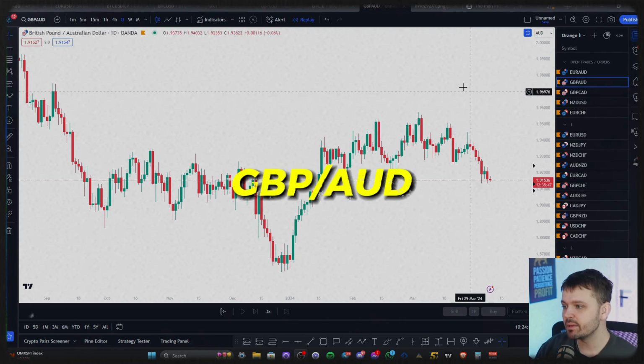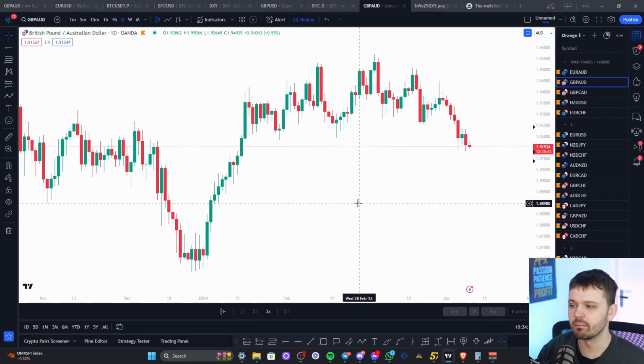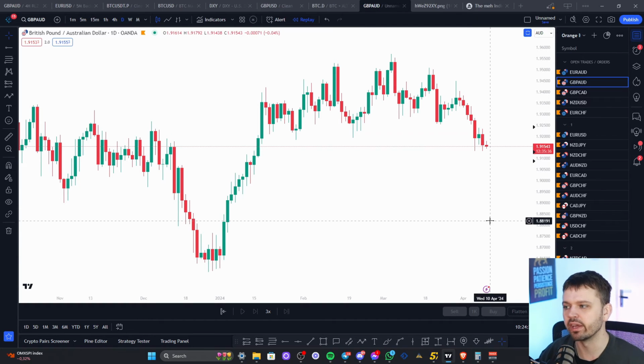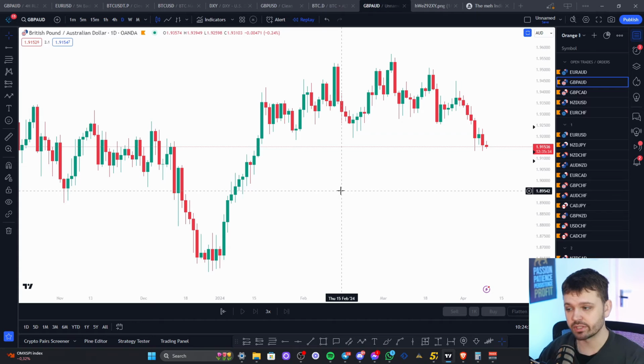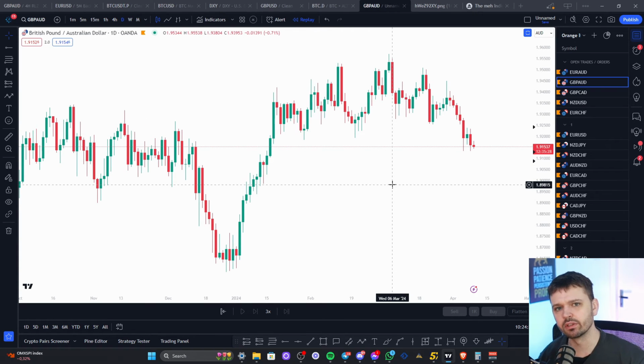Let's break down GBP AUD here to see if we can find a similar setup as we found on Euro AUD. Well, I know we have one because I posted one in the community. Both the Euro AUD and GBP AUD trades were taken yesterday, and I broke them down in the live trading room as well.